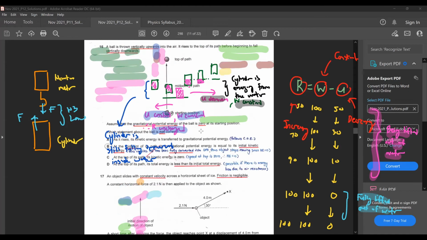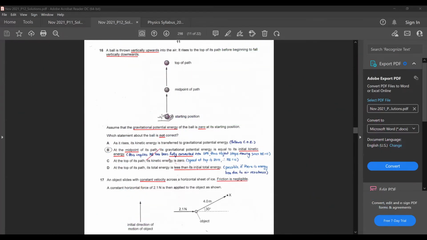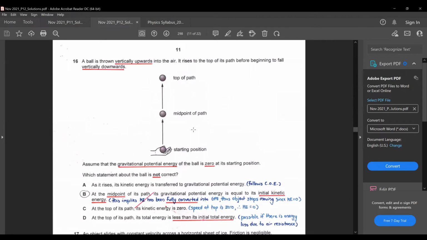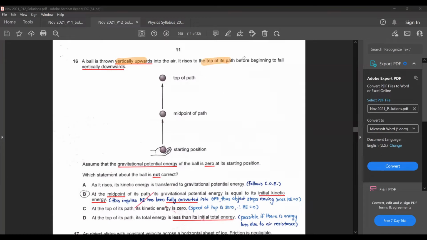So let's move to the next question. Number 16. You have a ball that is thrown vertically upwards into air. It rises to the top of its path before beginning to fall vertically downwards. Assume that GPE of the ball is 0 at this starting position. Which statement about the ball is not correct? You are trying to single out the wrong statement here.